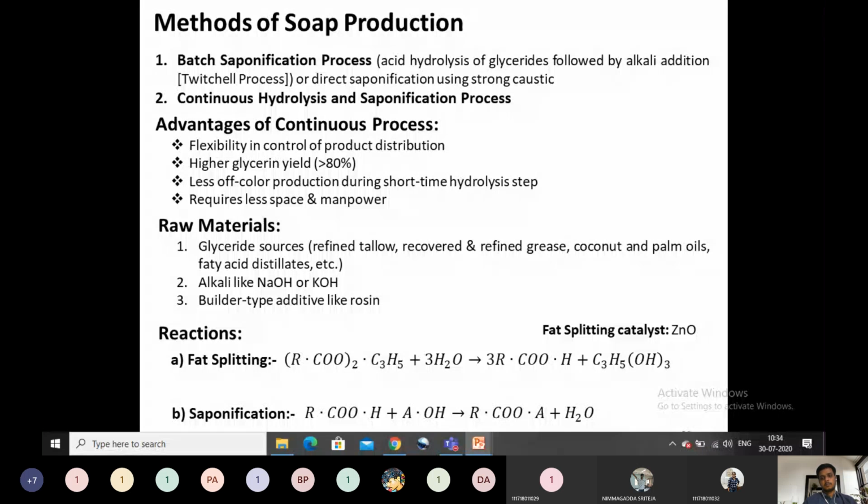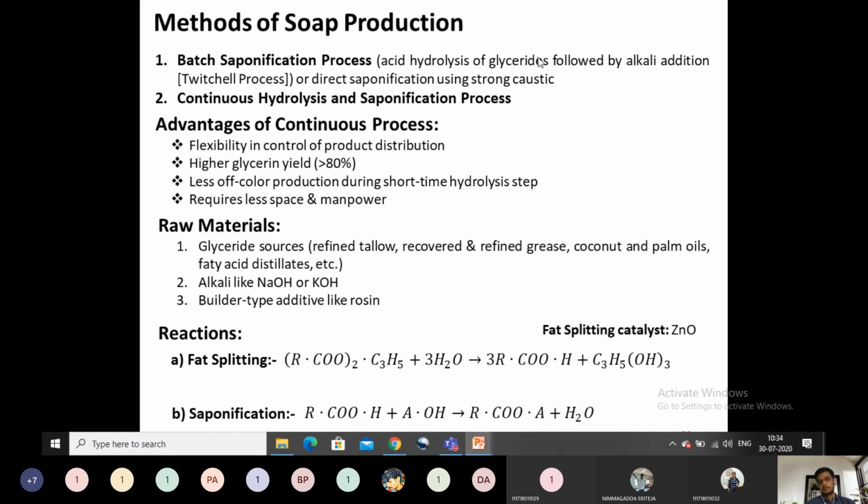Okay, so we already know what is soap. An alkali salt of fatty acid is nothing but a soap. There are two processes to manufacture soap. The first one among those is the batch saponification process. In this, two types are there.